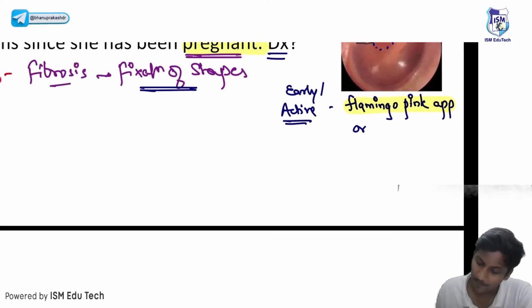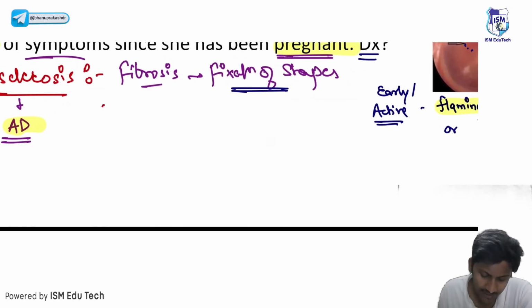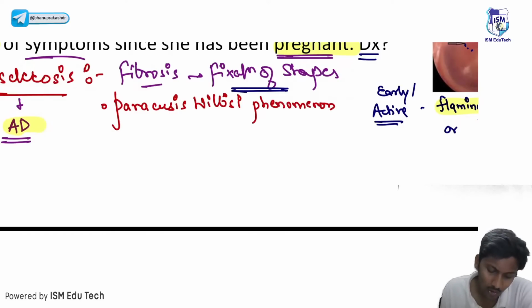So it is also known as which sign? Let me know that. Apart from this, when I take the history, the patient will classically give me a history that she can hear better in noisy areas. Yes, she is able to hear better in noisy areas, and that phenomenon is called paracusis willisii. She hears better in noisy areas. It is the phenomenon which is seen in cases of otosclerosis.